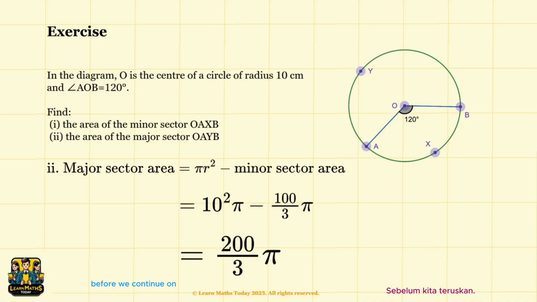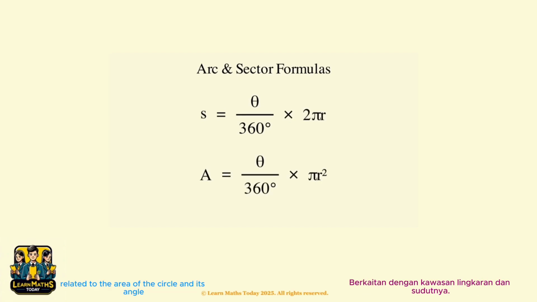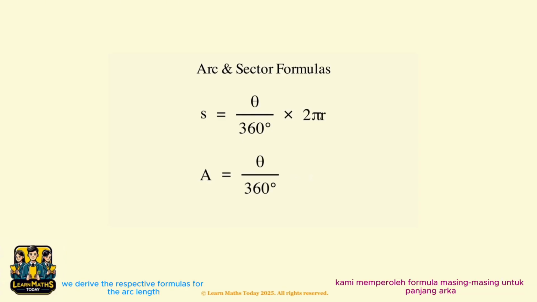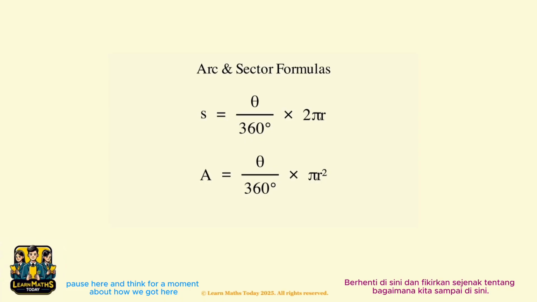Before we continue on, here's a summary of the formulas that we've used so far. First is the arc length related to the circumference and the angle, as well as the area of a sector related to the area of the circle and its angle. It's important that you realize that these come from ratios first and foremost, and then we derive the respective formulas for the arc length and for the sector area. Pause here and think a moment about how we got here.